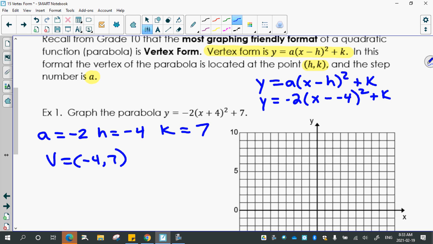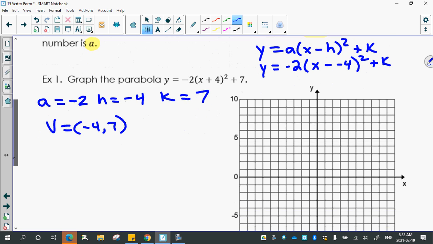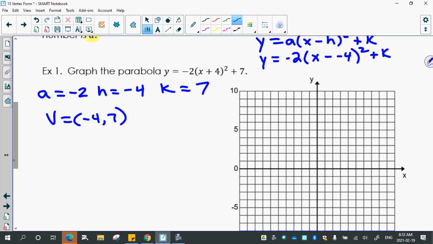So the vertex of that parabola is at -4 and +7. Right there. Okay. Now the step number is -2. Okay. And the step number, if the step number is negative, it means you're going down from the vertex. If the step number is positive, it means you'd be going up from the vertex. Okay?